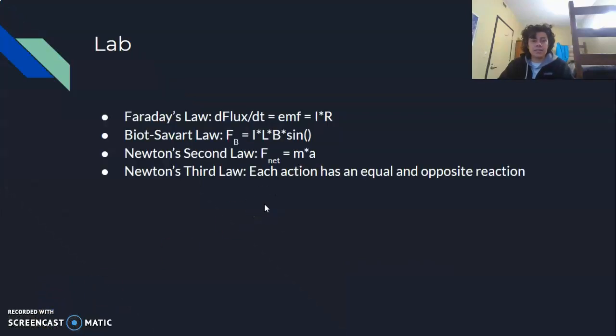So, in this lab, we are testing the magnetic field of a piece of aluminum foil by dropping a magnet through it. And in this, we are going to use several laws, which are not limited to, but including Faraday's law, the Biot-Savart law, and Newton's second and third laws. And all four of these laws are going to play a crucial part in our later calculations of the various forces at play here.